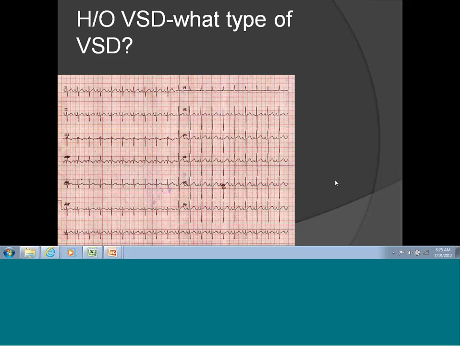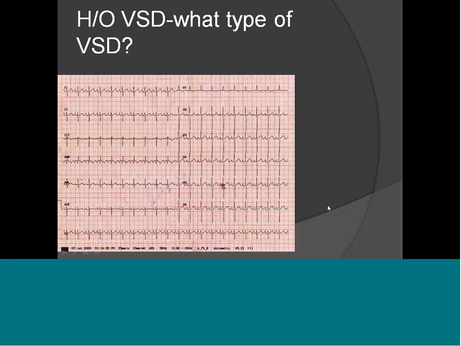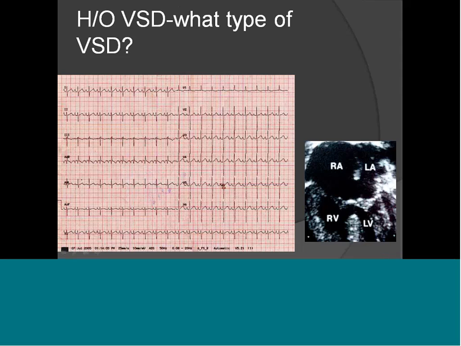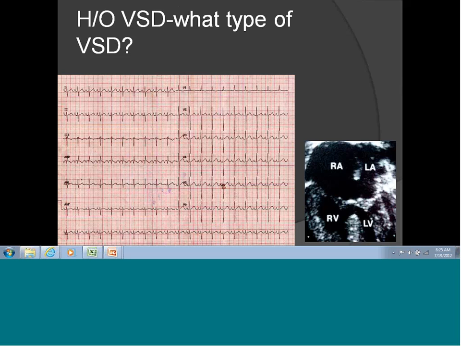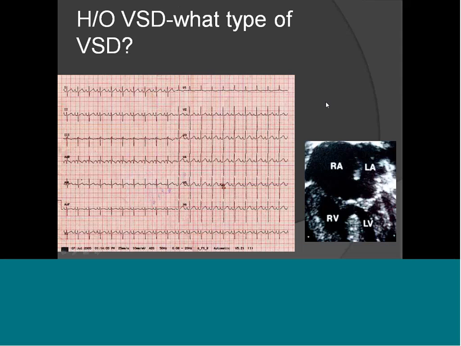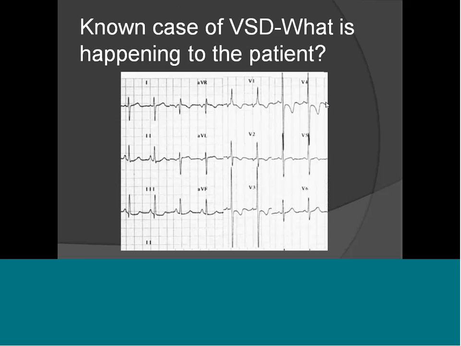So always look at your aVF, right? If you have a negative aVF, then it's a superior axis, and you're going to be thinking of an inlet type of VSD. So you can see from this that just looking at your ECG is quite helpful in quite a few things in a VSD.